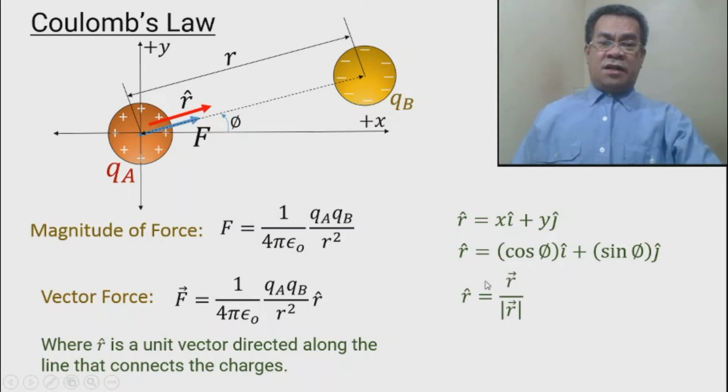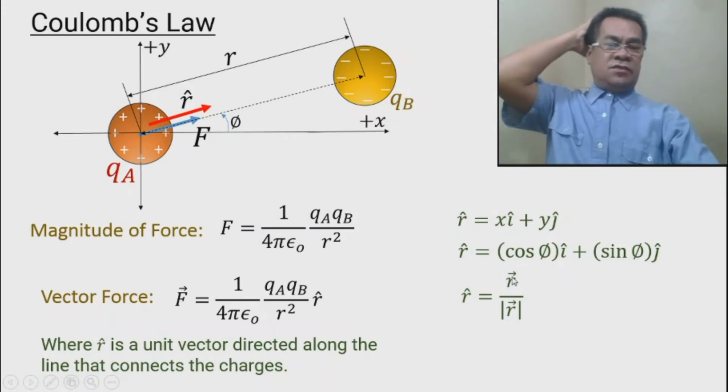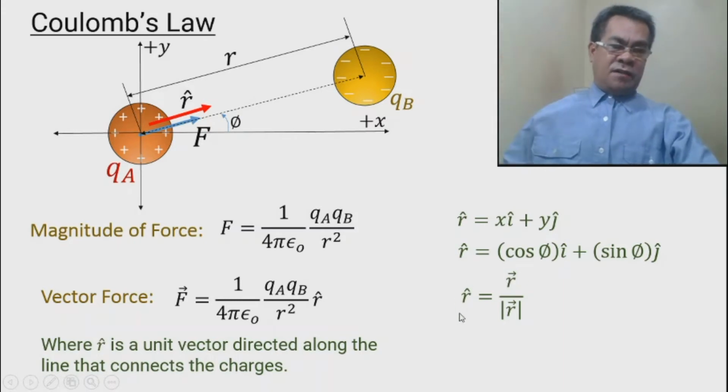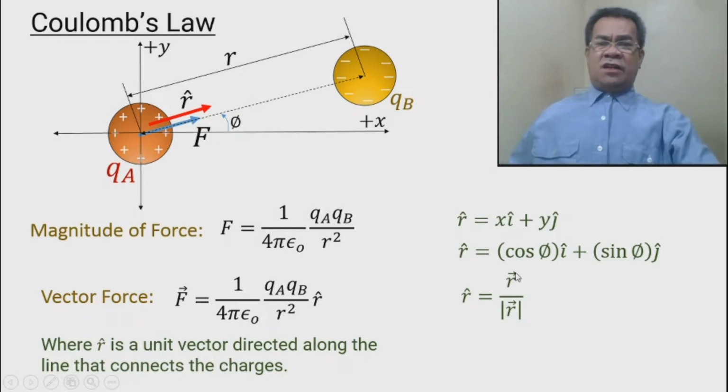Now, sometimes r is given. So if r is given in the problem, then you need to find this r hat. You can normalize the vector. So normalizing a vector actually is providing a unit vector. So the unit vector r hat is the distance center to center in vector form, divided by the magnitude of that vector.